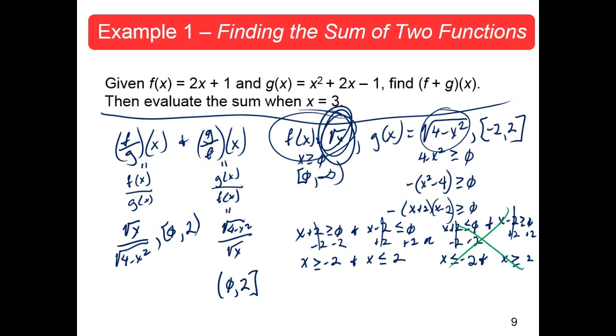Here's your domain, and you got this domain by looking at the domains of each of those separately and taking what's in common, 0 to 2 inclusive. That's what you would have had, except you can't include the 2 here. You can't include the 0 there. So you lose the 2 here, lose the 0 here. Does that make sense?